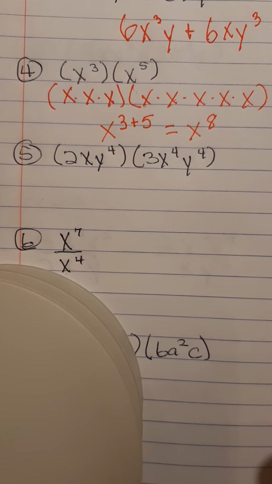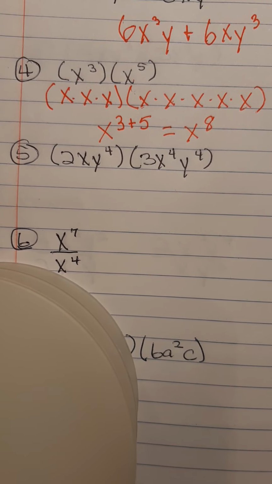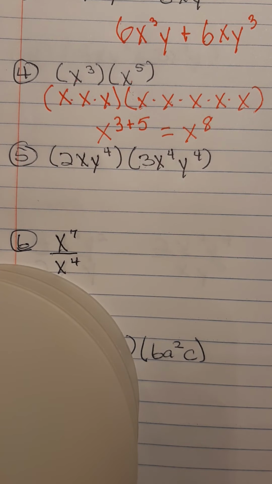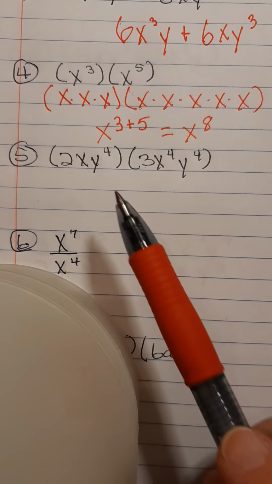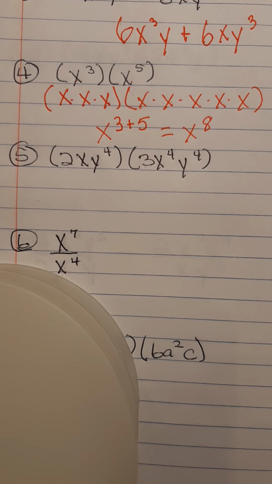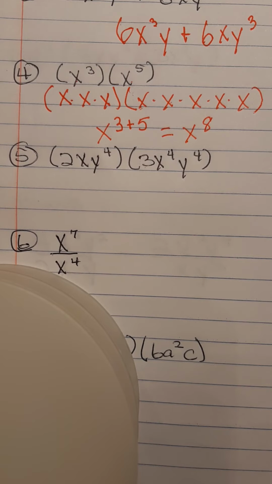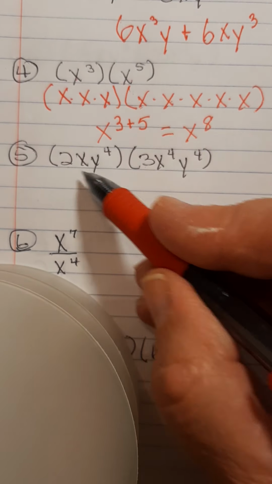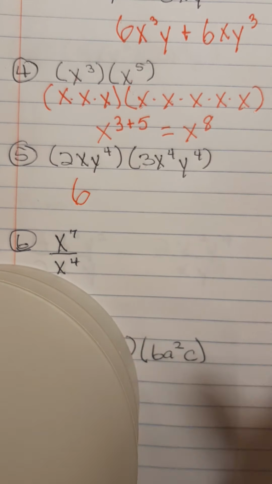Okay? Now we come on down to number 5. And we've now got coefficients up front here. We've got x's and we've got y. So we're going to do apples for apples. So let's start with our coefficients first. Our 2 and our 3. We just multiply those as we always would. 2 times 3 is 6.